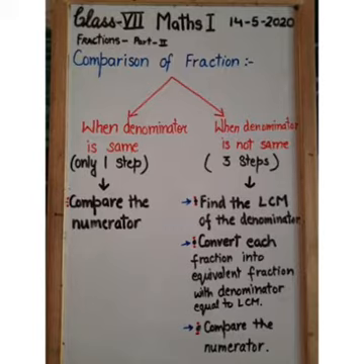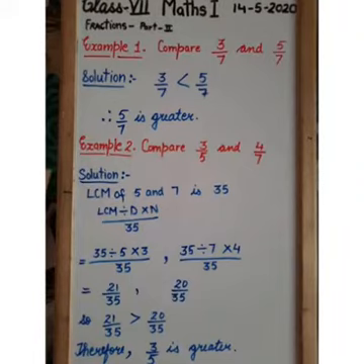First step is to find the LCM of the denominators. Second step, converting each fraction into an equivalent fraction with denominator equal to the LCM. And the third step is comparing the numerators. Now let's understand this with the help of examples. Example 1. Compare 3 upon 7 and 5 upon 7. As you can see, 3 upon 7 and 5 upon 7 have the same denominators, so we are going to compare only the numerators. Here 5 is greater, so we can say that 5 upon 7 is greater.